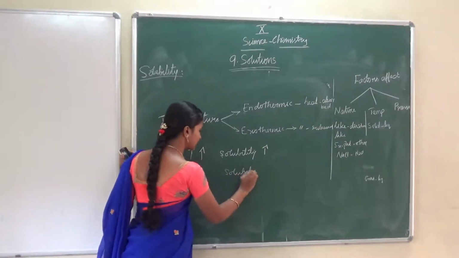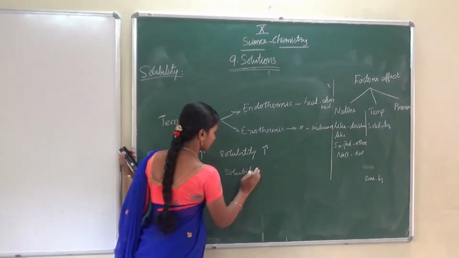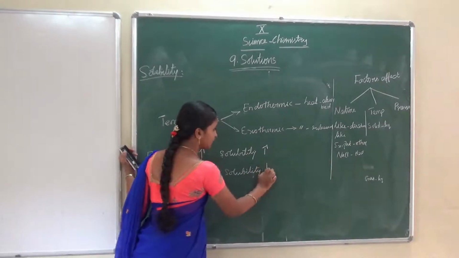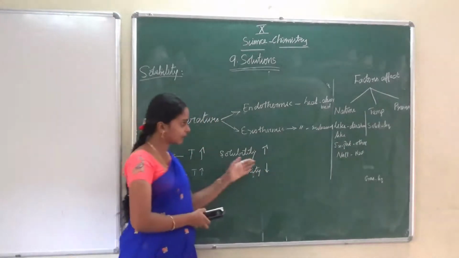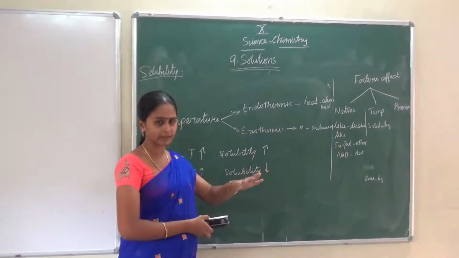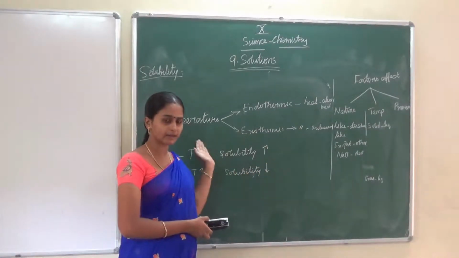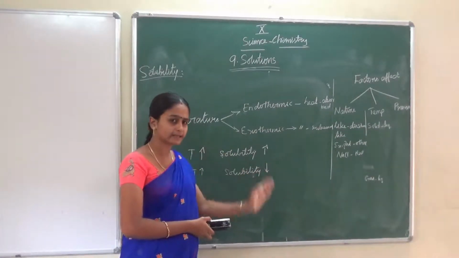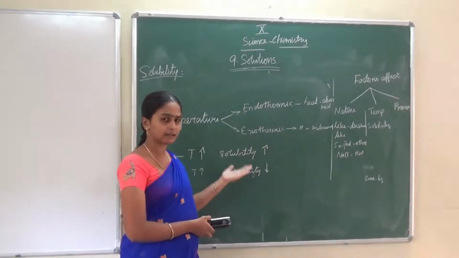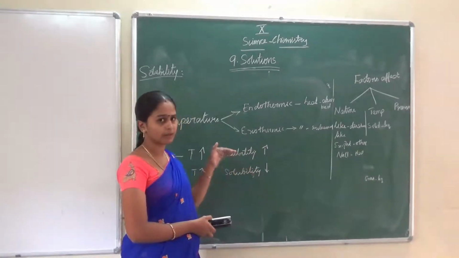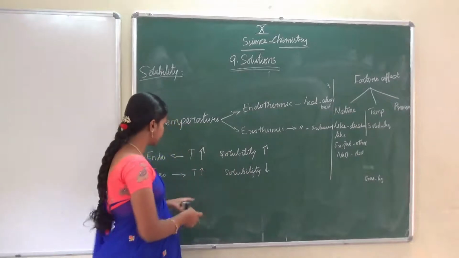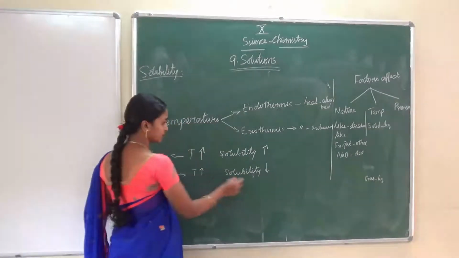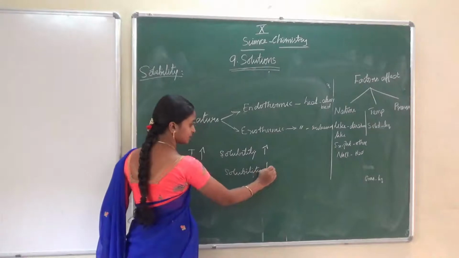Why does the solubility decrease here? Because heat is already released, and only when heat is released will the reaction take place further. In such a condition, if you give heat, the reaction will be slowed down. So when you increase the temperature, the solubility will decrease. You can understand.